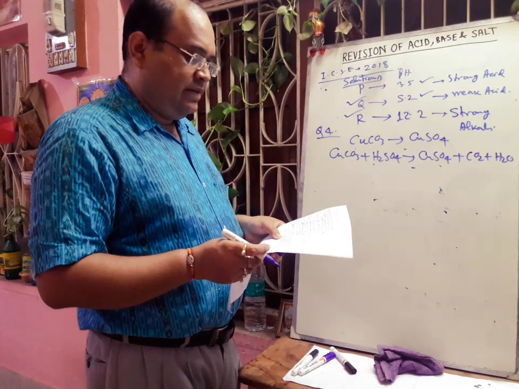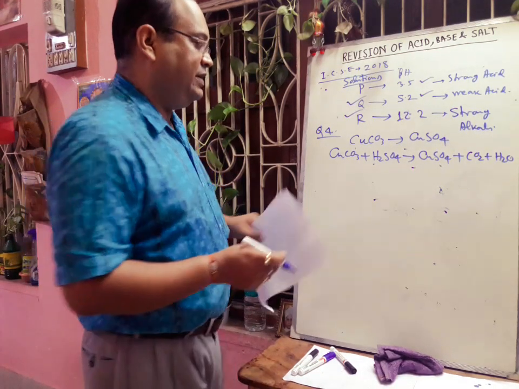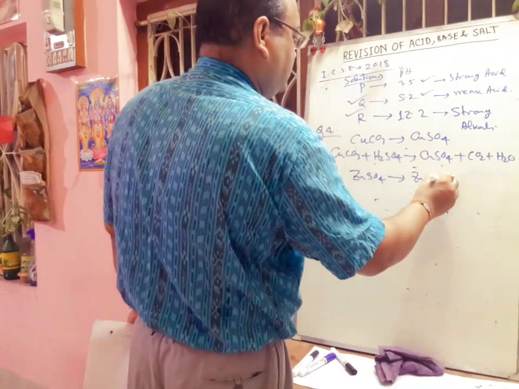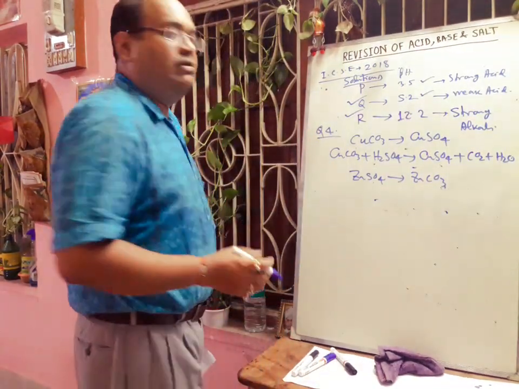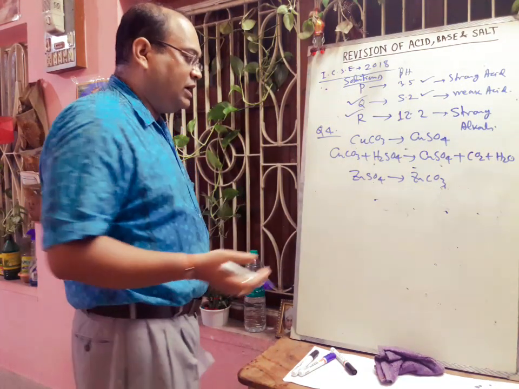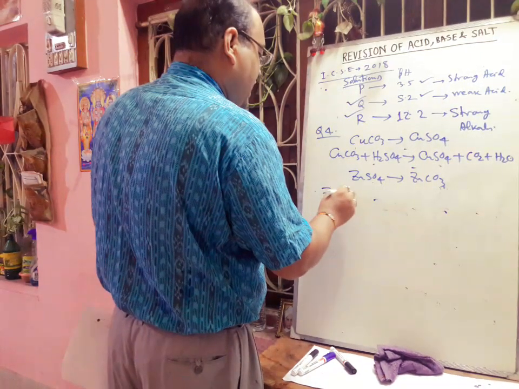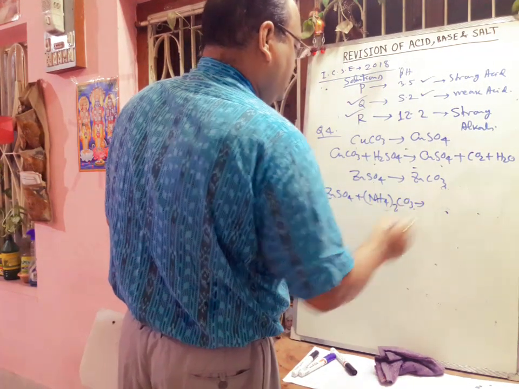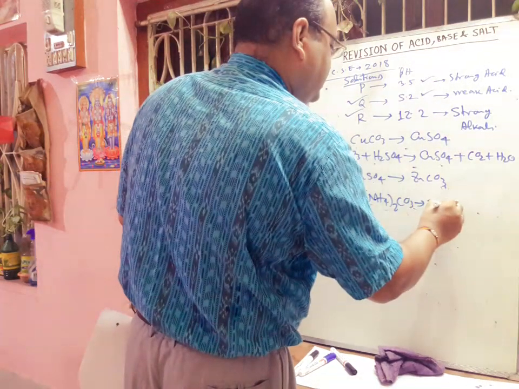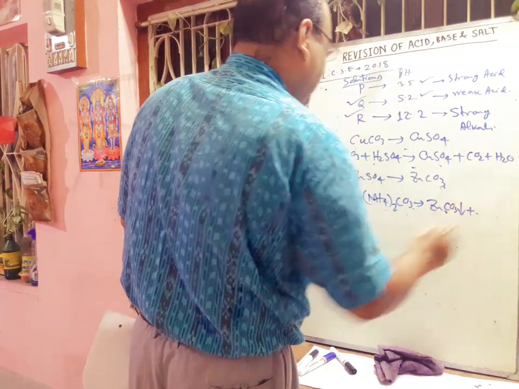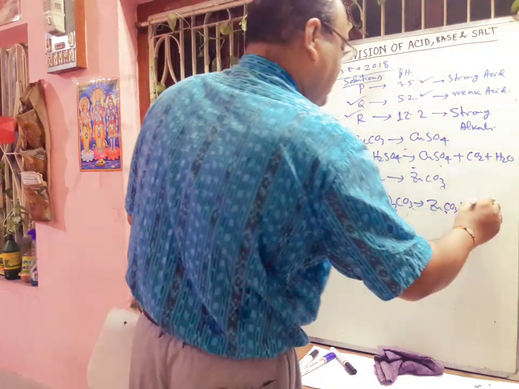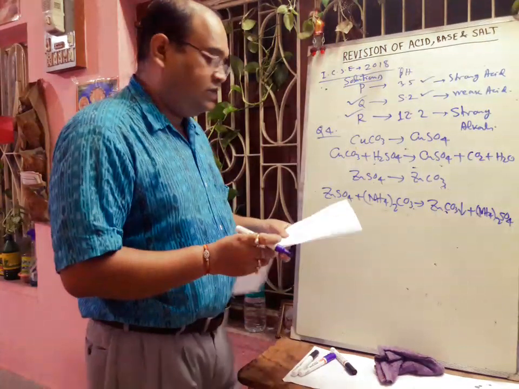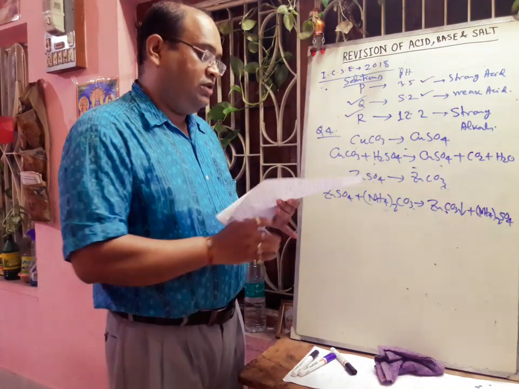Now the second question is zinc carbonate from zinc sulfate. Here we can use any water soluble carbonate. So if we add ammonium carbonate here, that will produce zinc carbonate as a precipitate, and there will be formation of ammonium sulfate. So in this way we have also completed the year 2018.